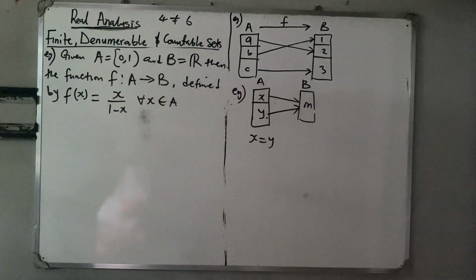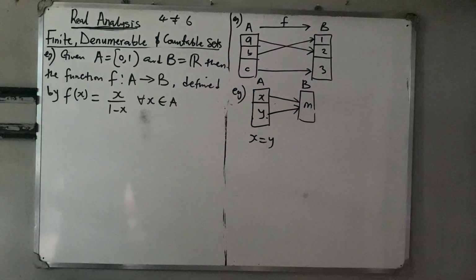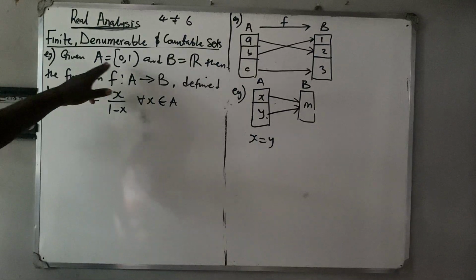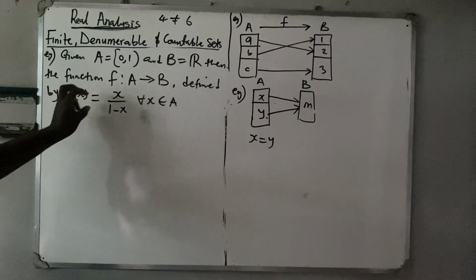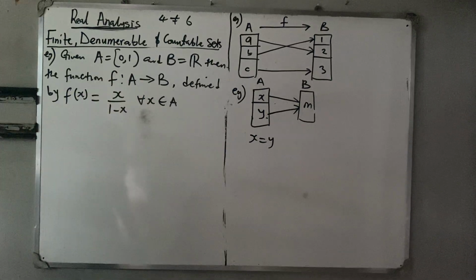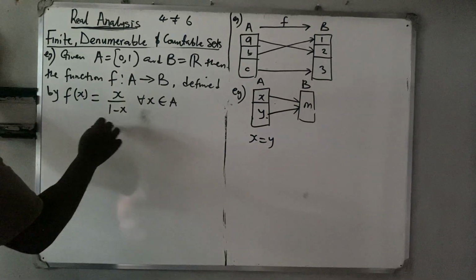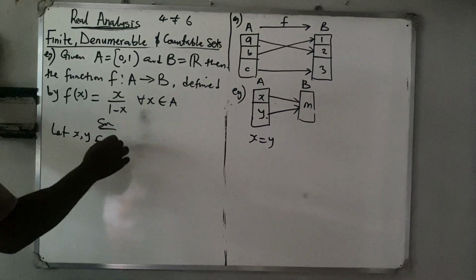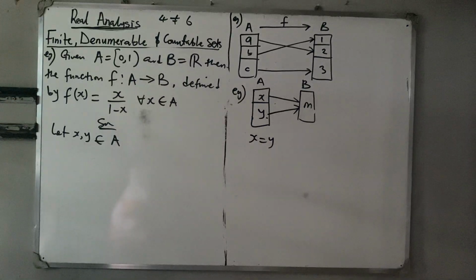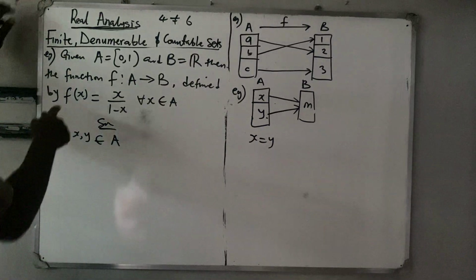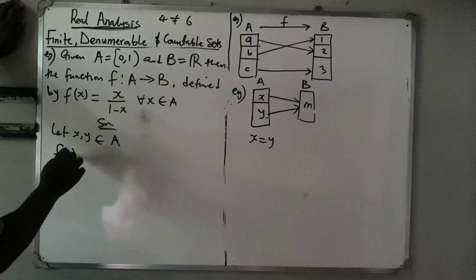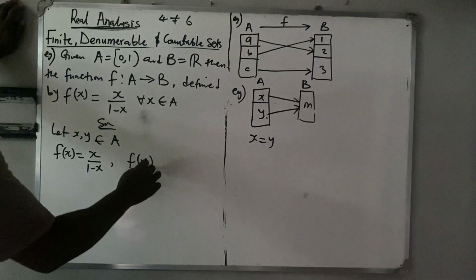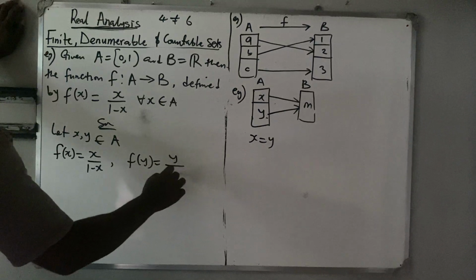Now we want to show that this function is 1-to-1. That means if we pick two elements of A and their images are equal, then that means they are equal. So let us show that. Solution. Let x and y be elements of A. We are picking x and y from A. So f of x will be equal to x over 1 minus x, and f of y will be equal to y over 1 minus y.